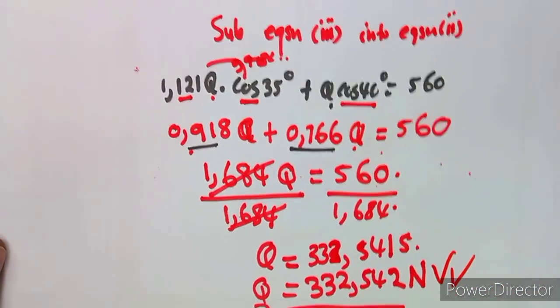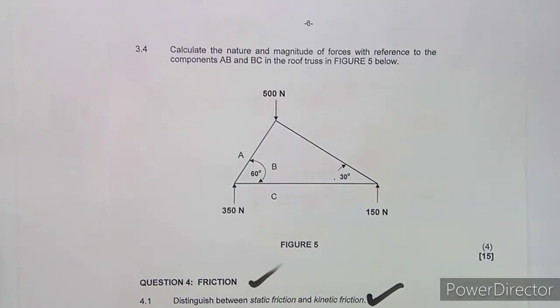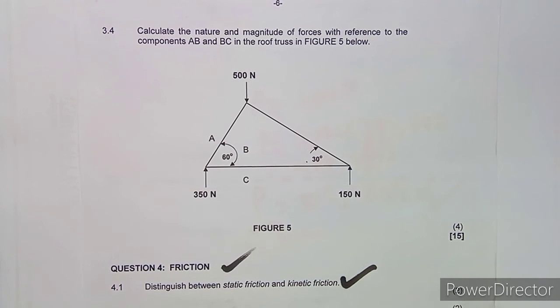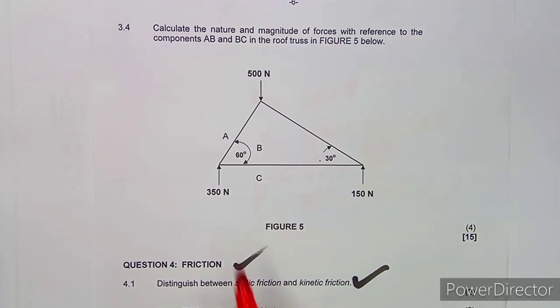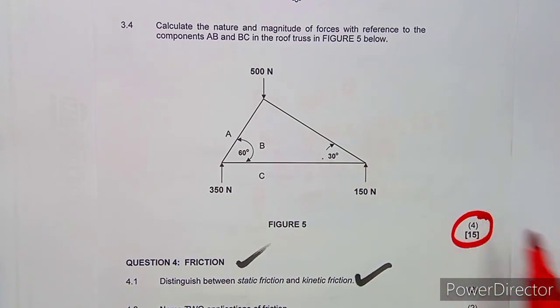So these are the values that we're being asked to calculate or to find from this question. Okay, then the other part to finish this question was to calculate the nature and magnitude of the forces with reference to components AB and BC. And that's 4 marks to complete this to give us 15 marks there.